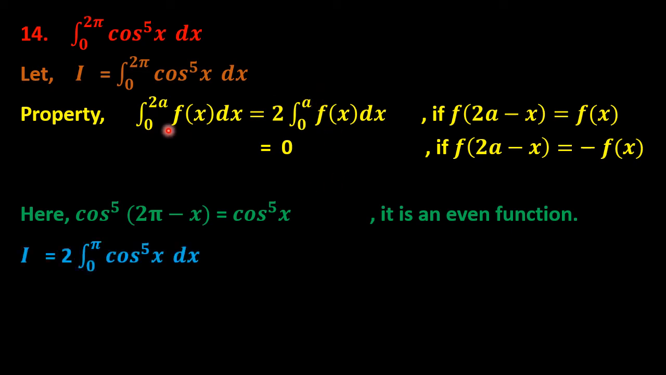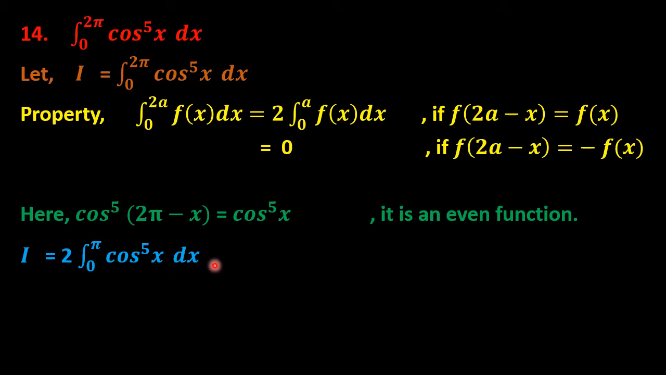Then the integration will change to 2 from here, and it will be from 0 to pi only, because here it is initially 2a, and for the even function it will be from integration 0 to a. So here it was our 2 pi. Now we have to write pi only here. So this is what we get after applying property number 6.